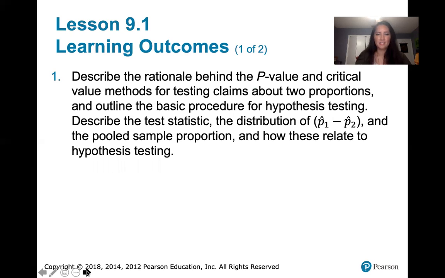Then I'll want you to be able to describe the test statistic, the distribution of p sub 1 hat minus p sub 2 hat, the pooled sample proportion, what it is and why we're using it, and how all of these relate to hypothesis testing. Again, this learning outcome number 1, which is described in video 9.1.1, is not about applying anything yet. It's about outlining what we're going to do and talking about why we're doing it. I want you to focus on that in this learning outcome because it's going to make everything else that we do in lesson 9.1 make a lot more sense.